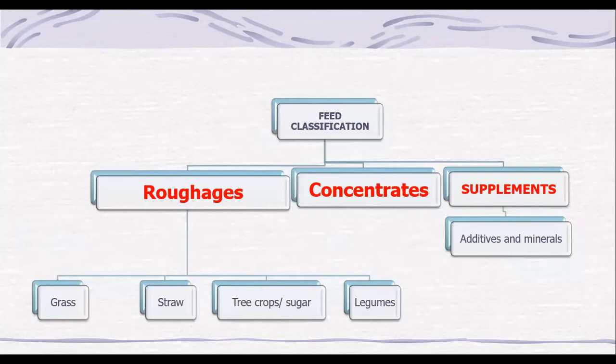Now, the feed classification of ruminants is divided into three. The first one is roughages. The second is the concentrate, while the third one is the supplement. Next slide, sir.